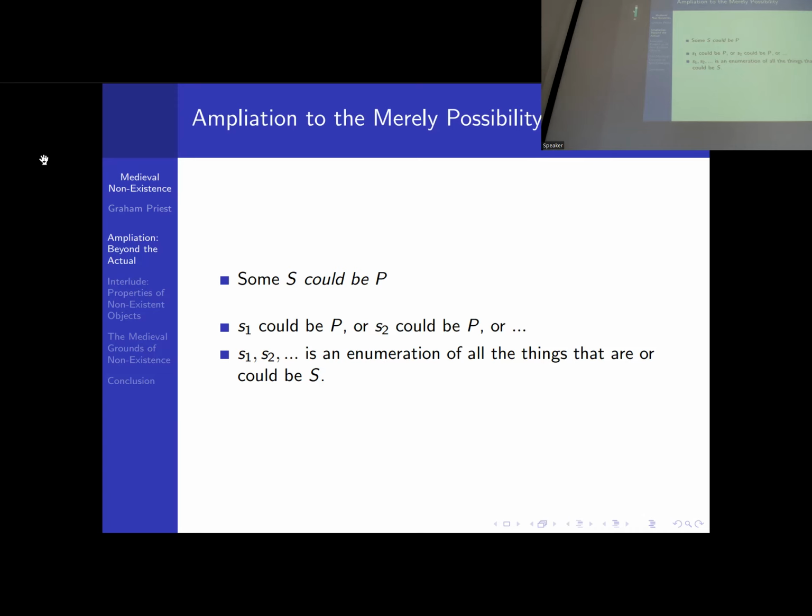So here we ampliate, not just to present objects, but to possible objects. And the medievals are very clear that some of these are merely possible objects. So these are objects which do not actually exist. Okay, and they're well aware of what they're doing.